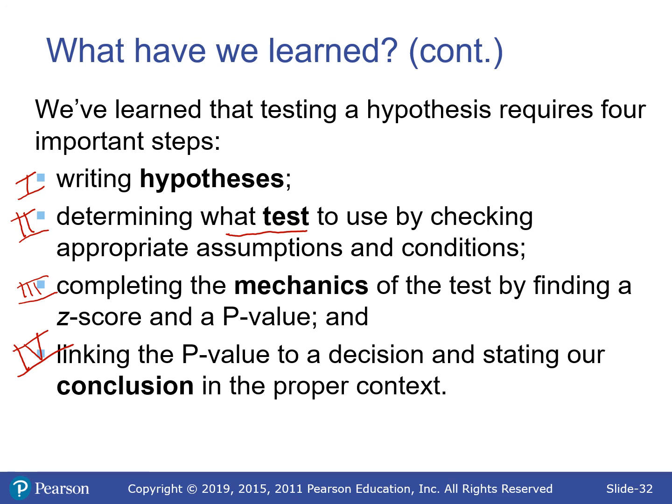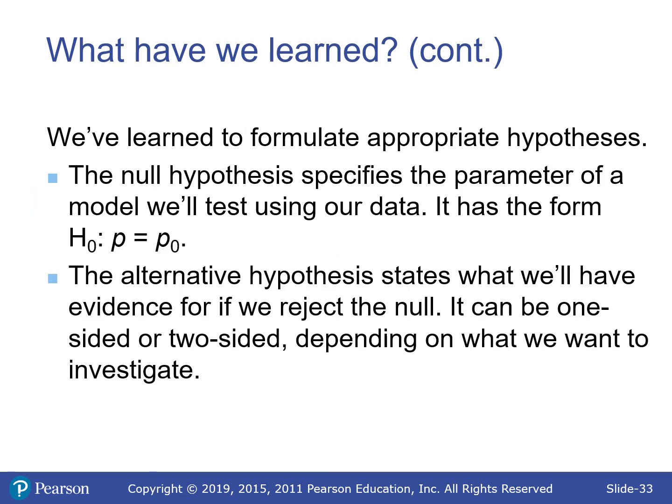And so that is the answer. 1, 2, and 3 are the work to get the answer. It looks different than other math classes, but that's what it is. So we can get hypotheses, the null and the alternative, write them the appropriate way, H naught, then the colon, P equals, HA, P is greater than, less than, or not equal to.